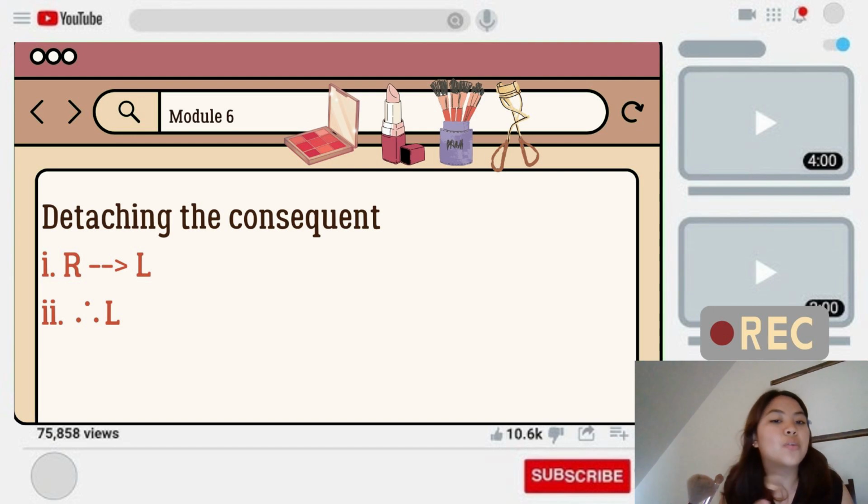Premise 2, therefore L. You cannot infer the consequent because the consequent and the antecedent of a conjunction can both be false, yet the conjunction can still be true.